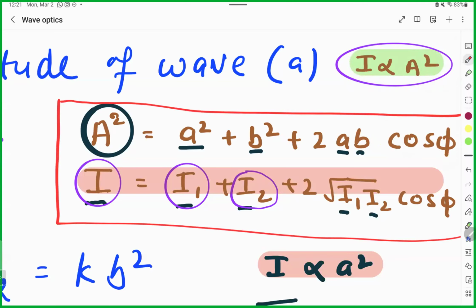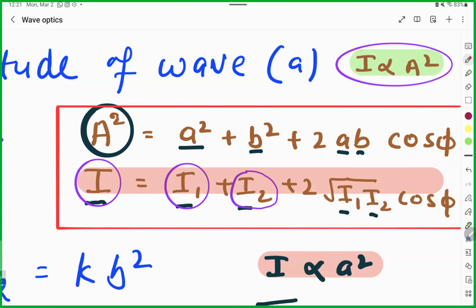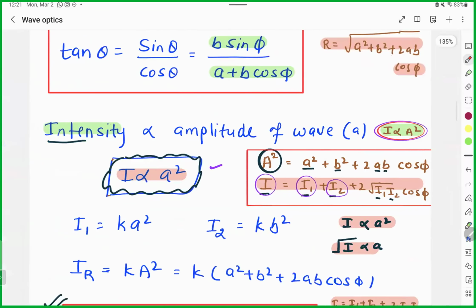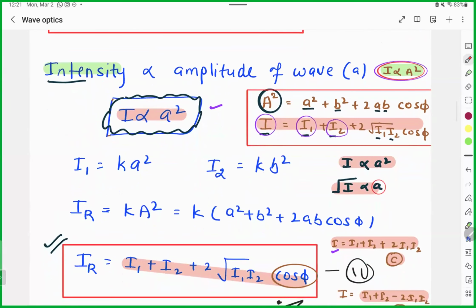It explains two things. One, intensity directly depends upon the amplitude square, and second, how amplitudes are related with each other, how intensities are related with each other, how both of them are correlated with each other. So same thing here. The intensity directly depends upon the amplitude square. So we can say under root intensity will directly depend upon amplitude. This can be represented in two different ways. Correct? And same thing I wrote here also.